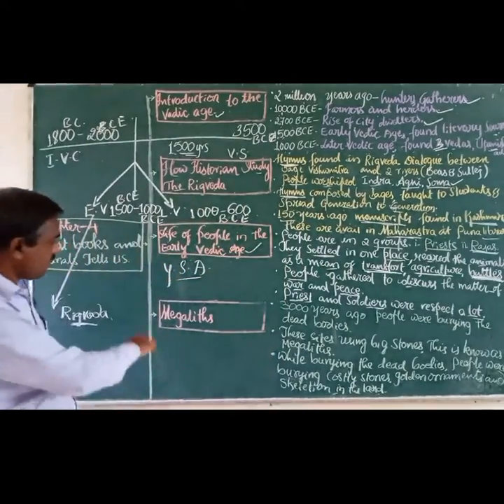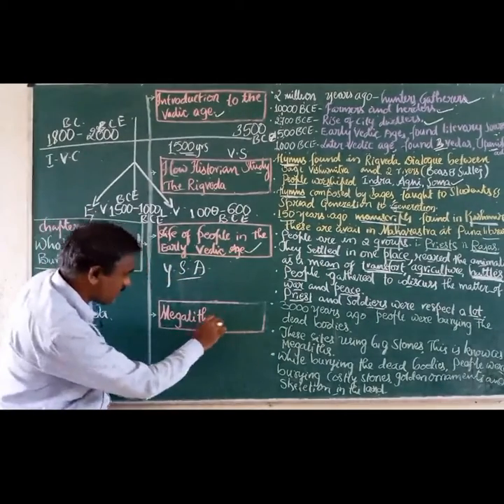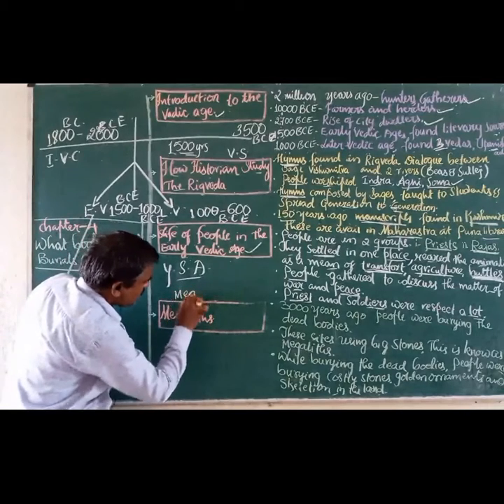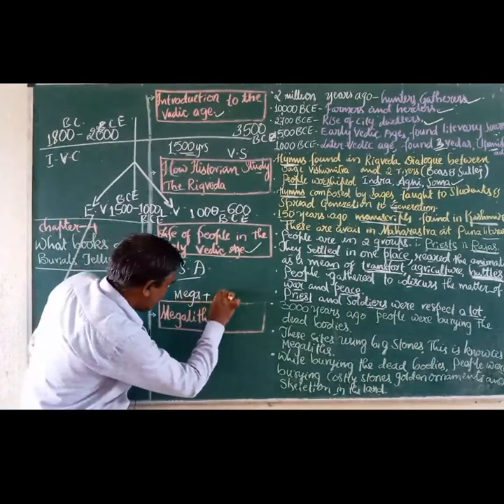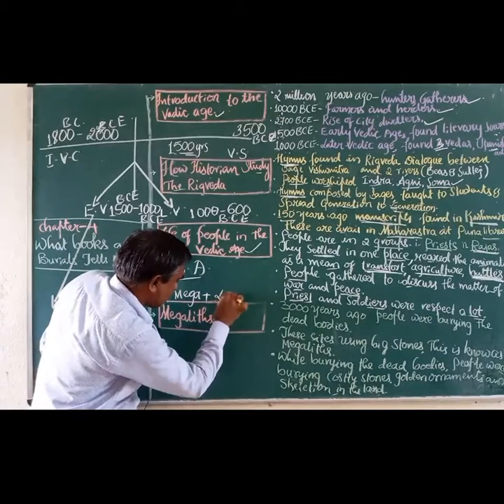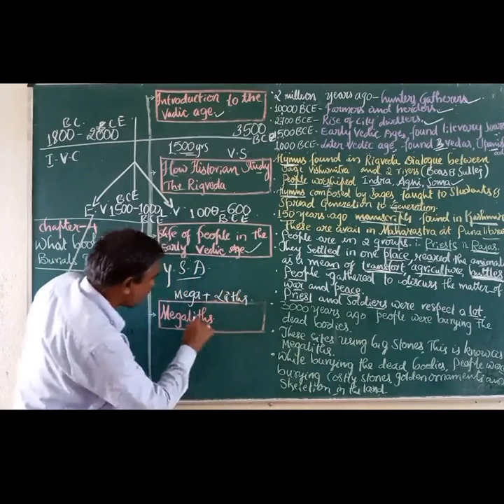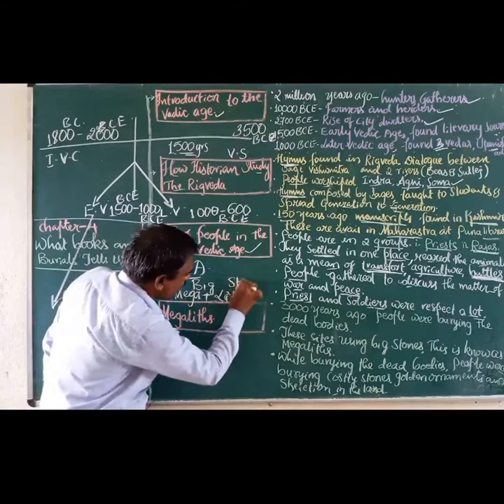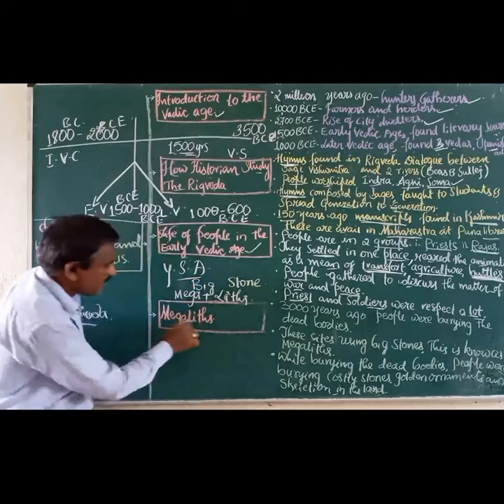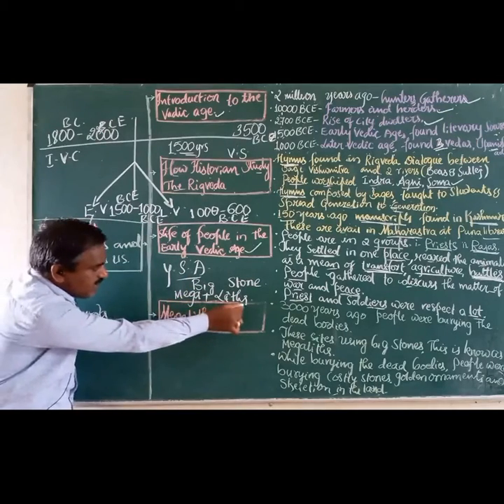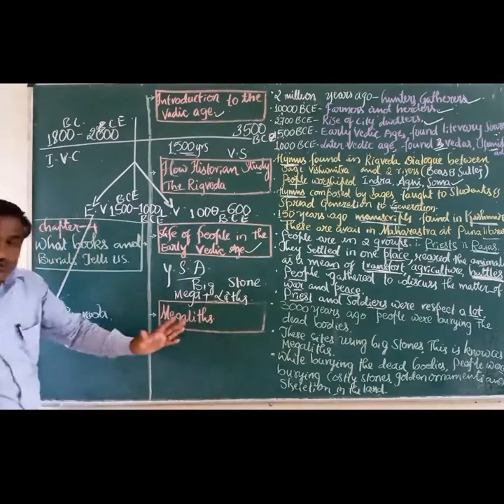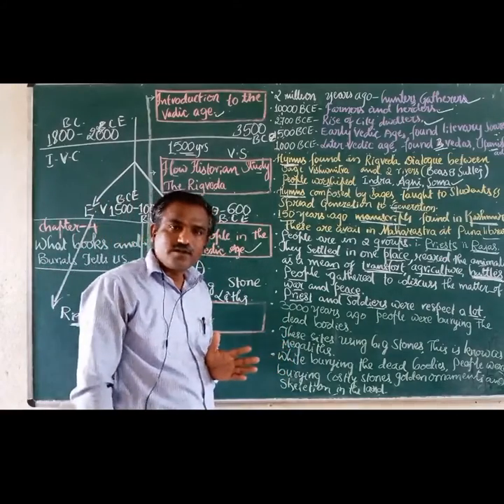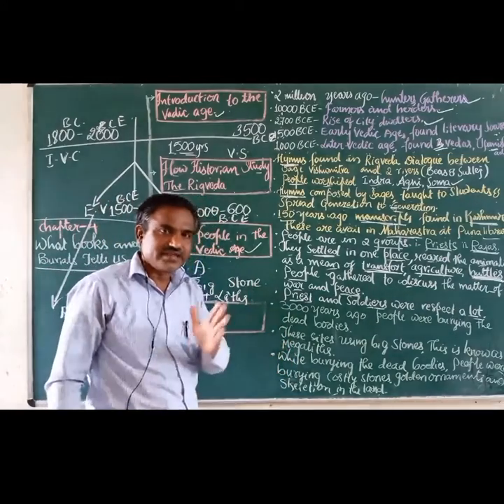And the next one is megalithic. Megalithic means mega plus lithic. Mega means big. Lithic means stone. Megalithic means big stone. What do you understand from this big stone? Do you know what the meaning is?